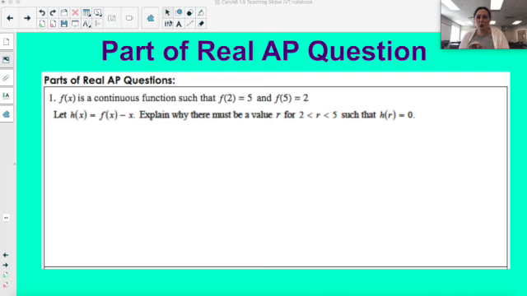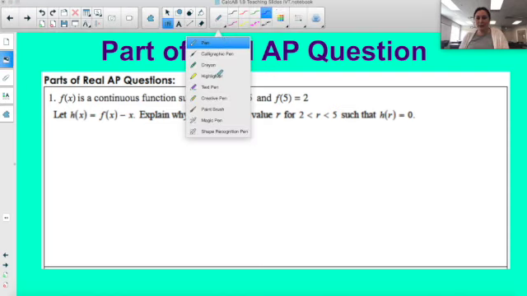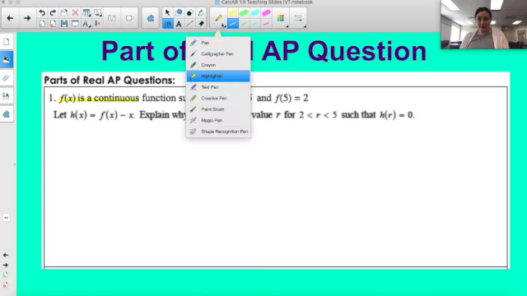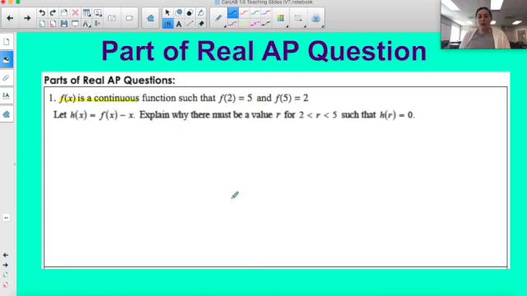Now, because they told us f of x is continuous, right? It says it right here, f of x is continuous. We are allowed to use the intermediate value theorem, okay? So, in order to prove that somewhere between 2 and 5, h of r is 0, we need to find h of 2 and h of 5 and show that 0 is in between those two numbers.